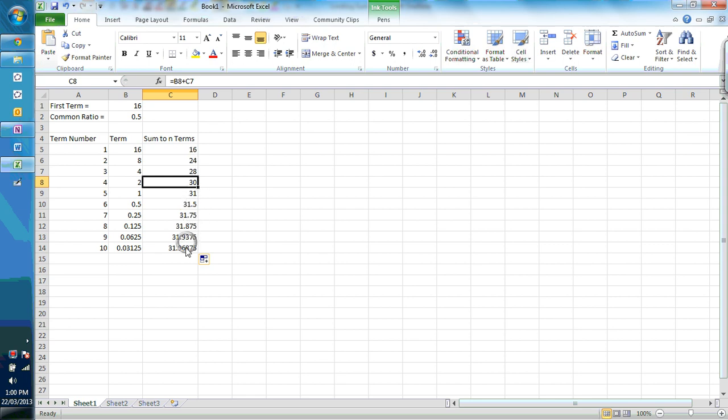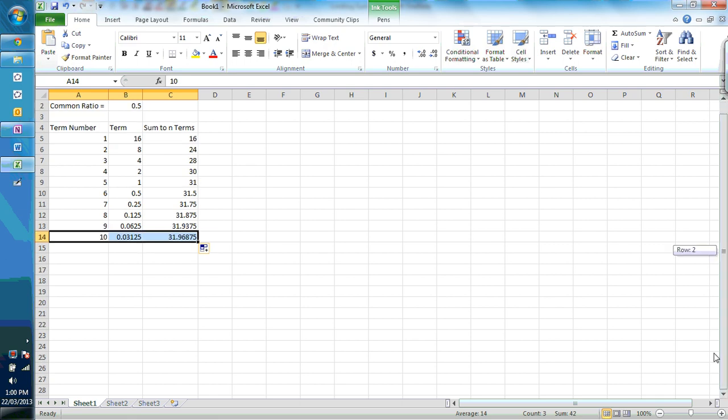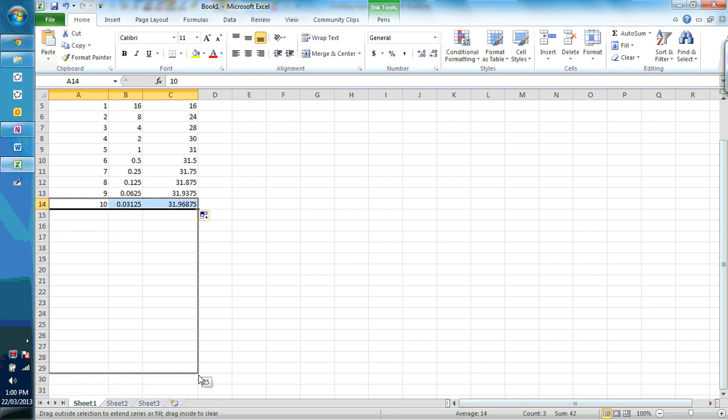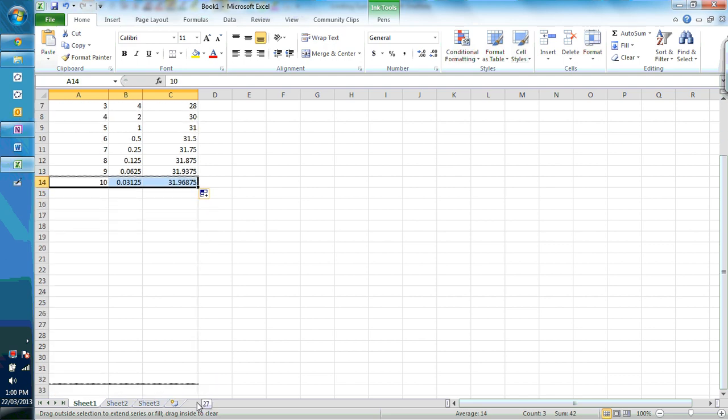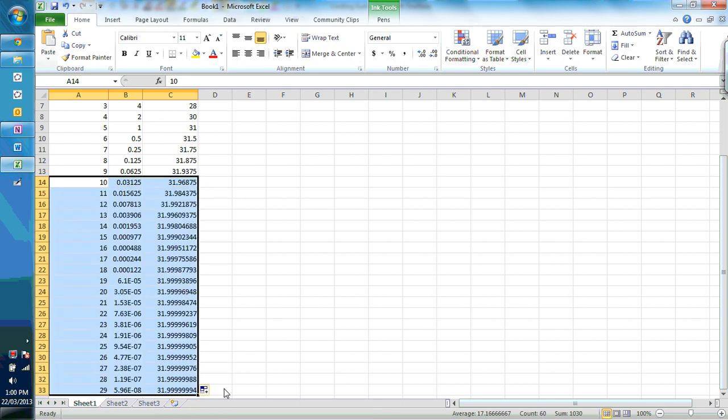If you notice the number in this column, it doesn't seem to be getting above 32. The decimals are getting closer, but the number here is 31 point something. So the question is, what happens if I keep continuing this pattern down my spreadsheet? So let's go to the sum to, say, 30 terms. Probably need a few more. One more.